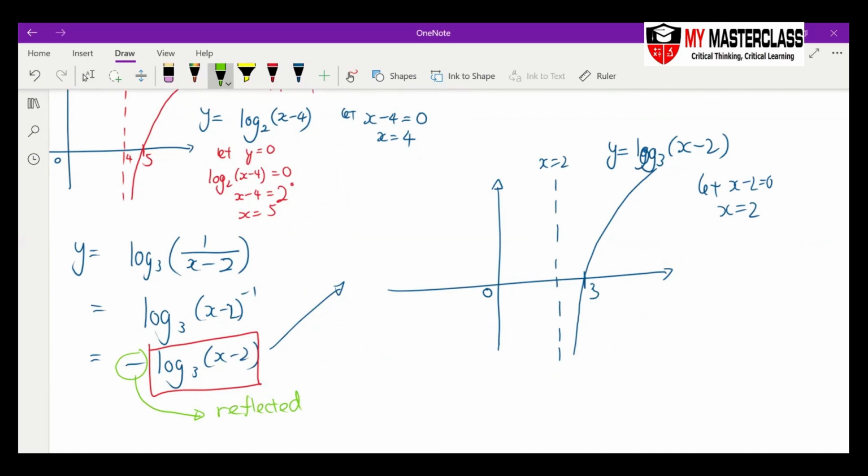So when negative is in front, you're making changes to the y value. That means all the positive y values become the negative y values. All the negative y values become the positive y values. So it's reflected on the x-axis. That means reflected downwards, if it's easier for you to remember. Okay, so the correct graph would look like this. So this guy is y equals to log base 3 (1 over (x minus 2)).